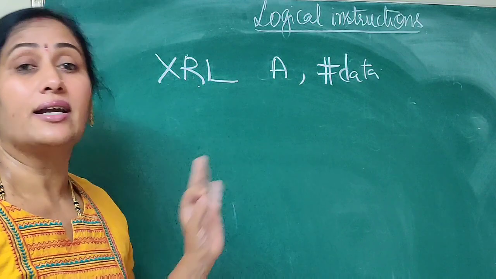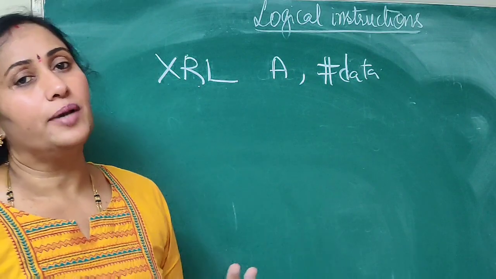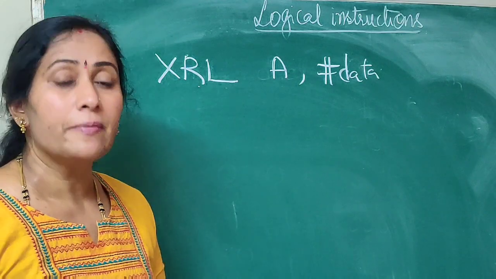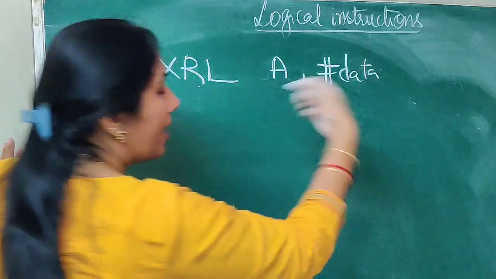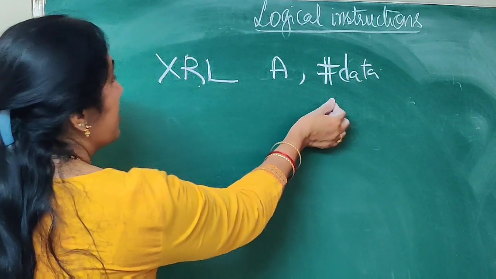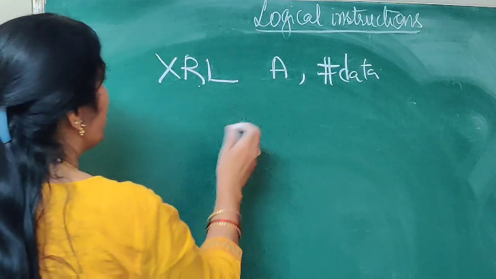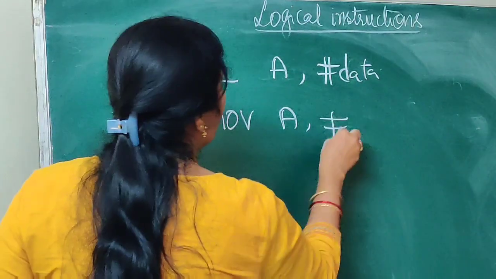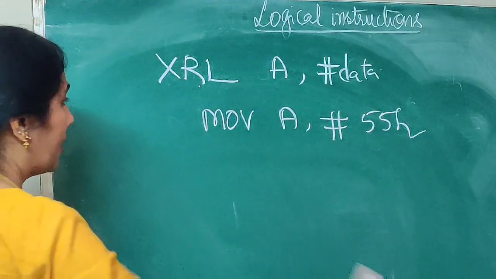I am saying, right from the data transfer instructions, whenever we load any data, whenever we change the contents of the accumulator, the only flag which is going to get affected without performing the arithmetical operation is the parity flag. Now, XRL A comma hash data. So what's going to happen? The immediate data specified in the instruction gets XORed with the contents of the accumulator. Let me give you the example for this one. Say in the accumulator I am loading 55 hex.